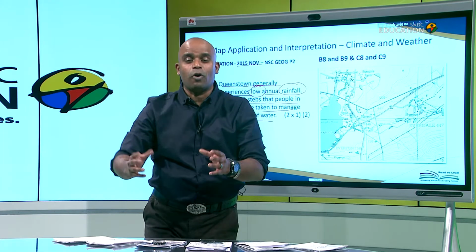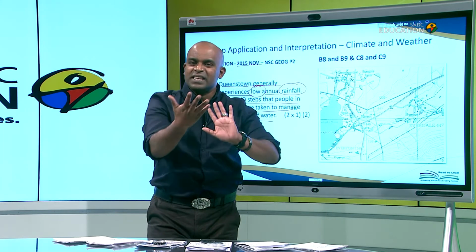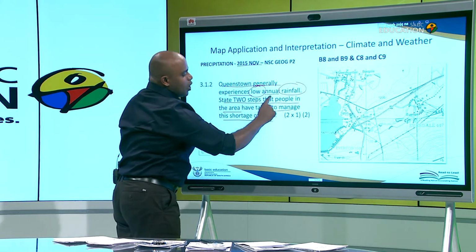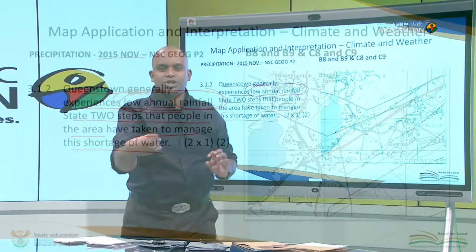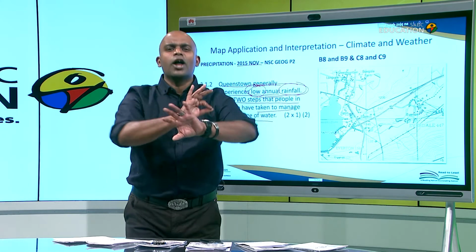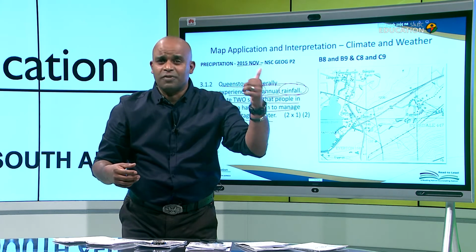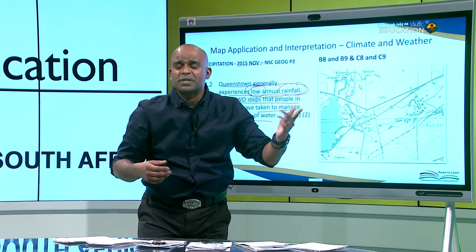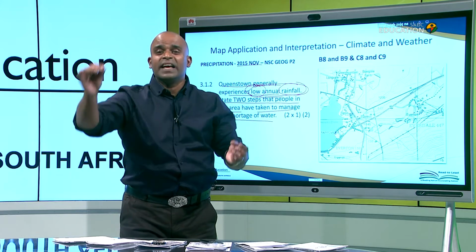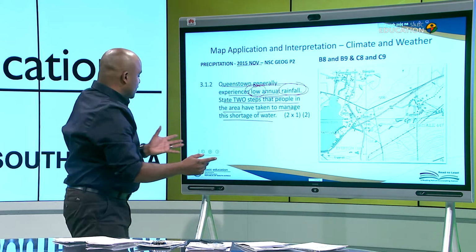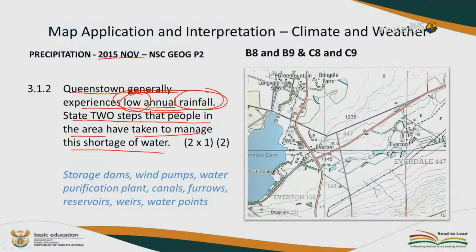Is it seasonal rainfall? Yes. However, note in this examination, it is expressed as low annual rainfall. And what is it that the question requires you to answer? Again, look for the evidence. We've had evidence of reservoirs, non-perennial rivers or streams, periodic streams, as well as water points. Now, all these are sources of water that are found on a topographical map. Here are your answers: storage dams, wind pumps, water purification plants, canals, furrows, reservoirs, weirs, or water points.